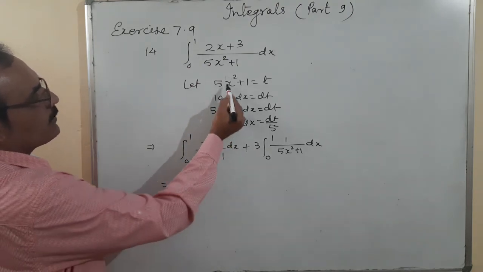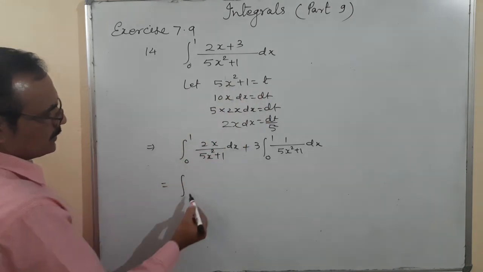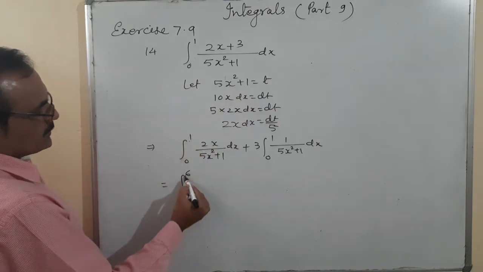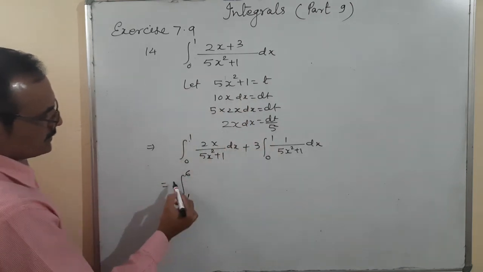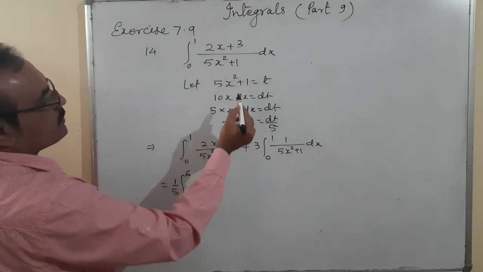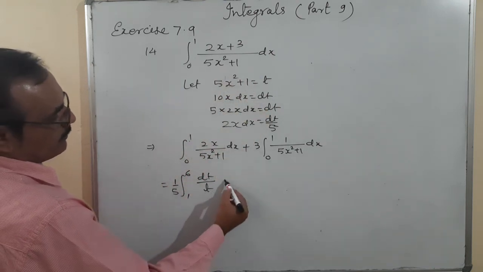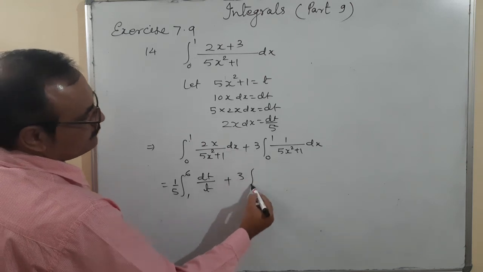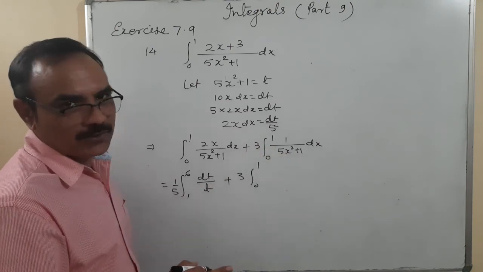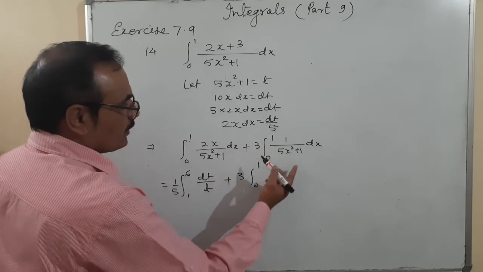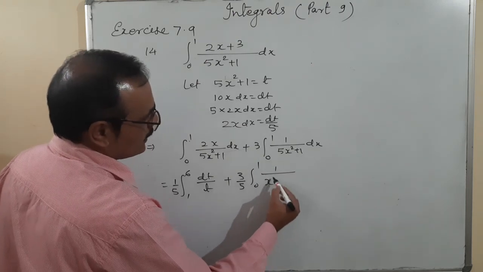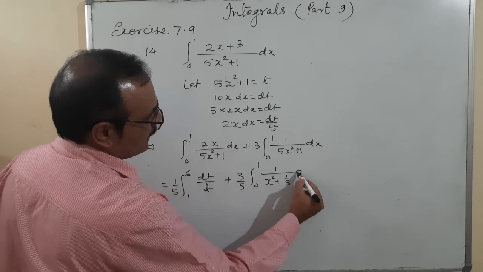Lower limit 0, when I put here 0, so this entire term is 0, t is equal to 1. Upper limit when I put here 1, so 5 plus 1, 6. 2x dx is equal to 1 upon 5 dt upon t, where 5x square plus 1 is equal to t, plus 3, limit 0 to 1. Here we have not done anything. It is the function in terms of x only, so we are not going to change the limit. We'll take 5 common from the denominator, so it is coming x square plus 1 upon 5, dx. Am I right?